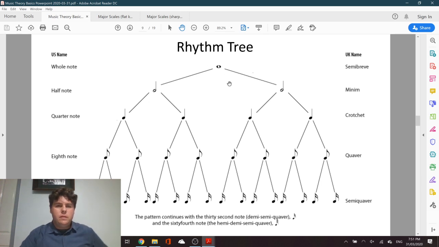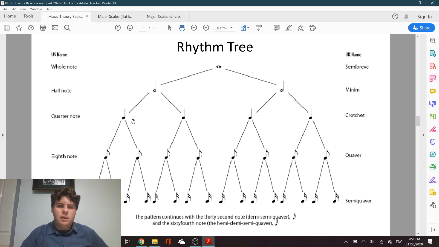Many music textbooks will have a picture kind of like this. I found this one looked pretty good to me. At the top we've got the semibreve, also known as the whole note. If you use the US names, they call the semibreve a whole note. And then you go down, you can split the semibreve into 2 minims or half notes.